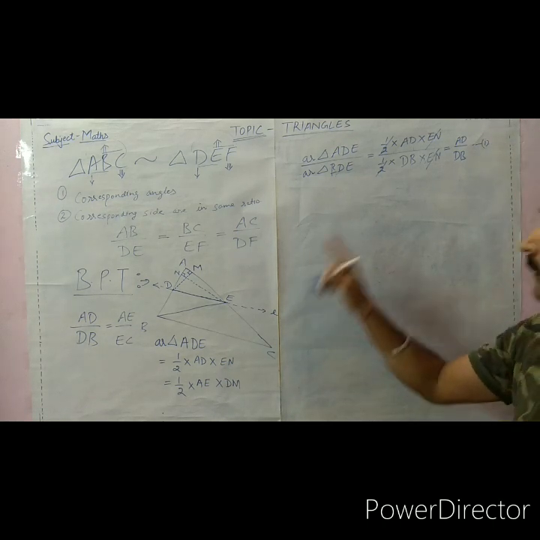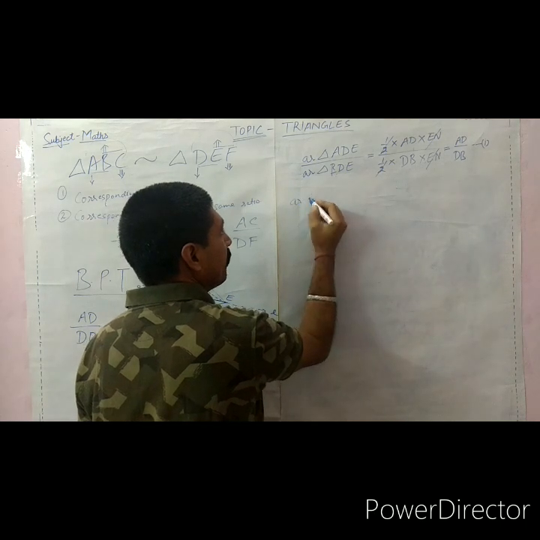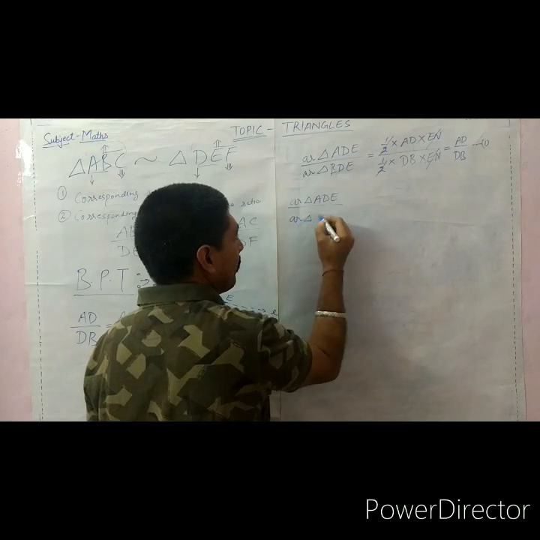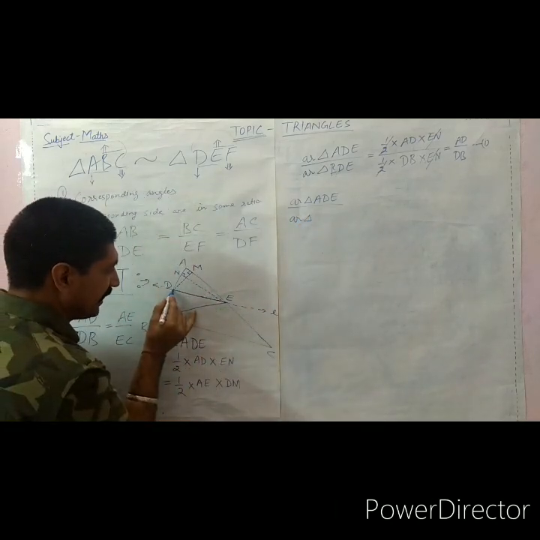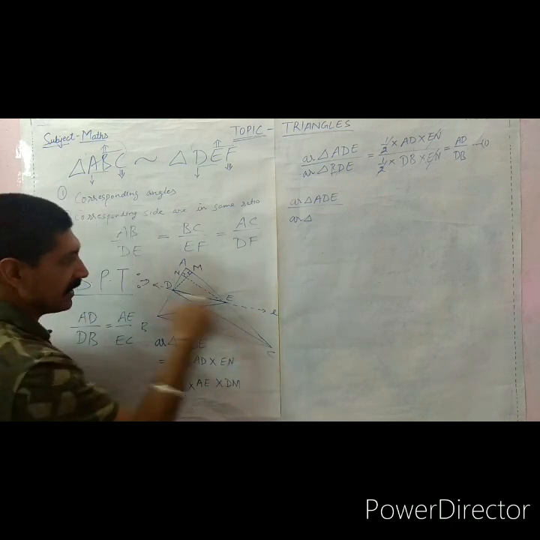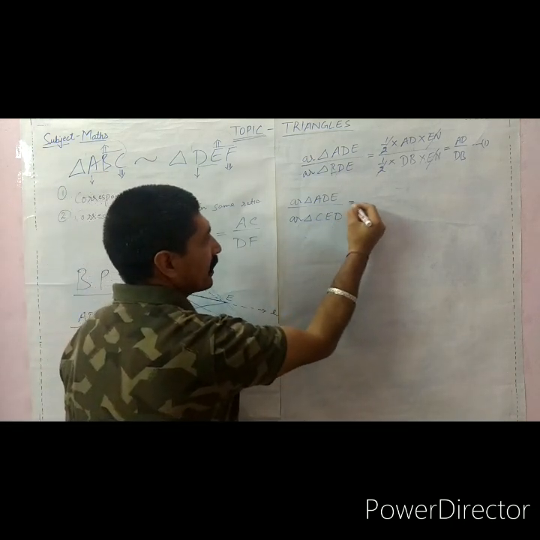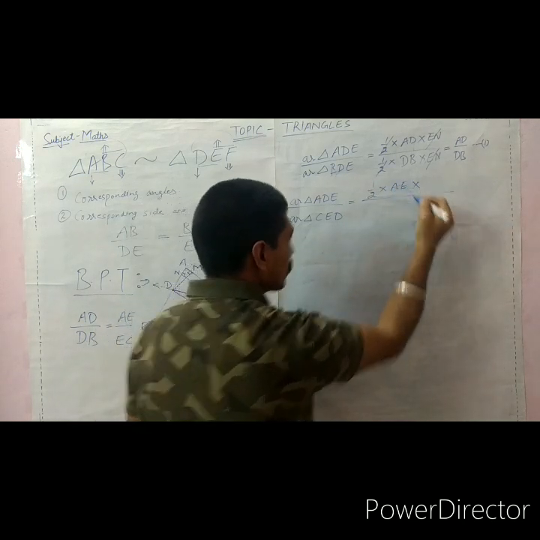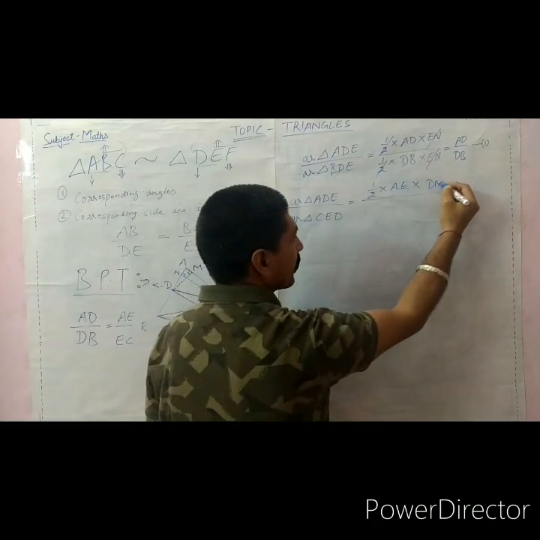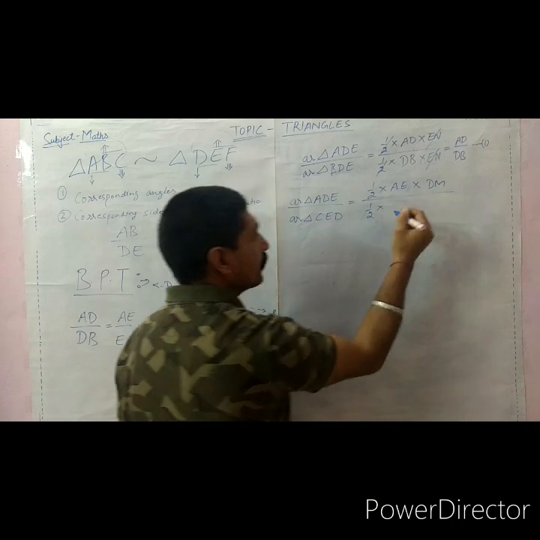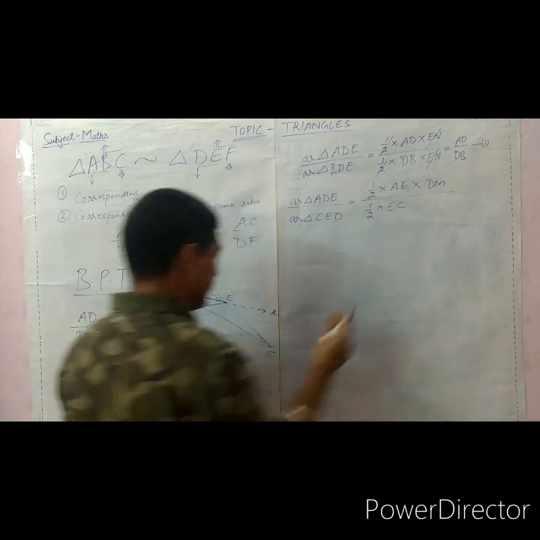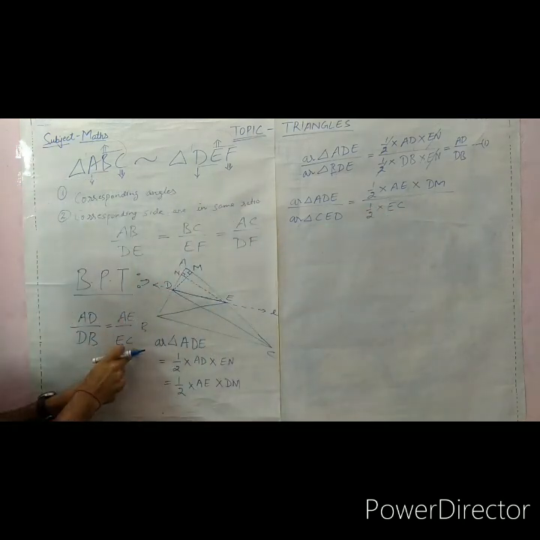Similarly, area of triangle ADE upon area of triangle, here we will take the triangle CDE or CED, its area is also half, side is AE, corresponding altitude is DM here, and here also half into the side, that is, respective base here is EC. We can check it from here.